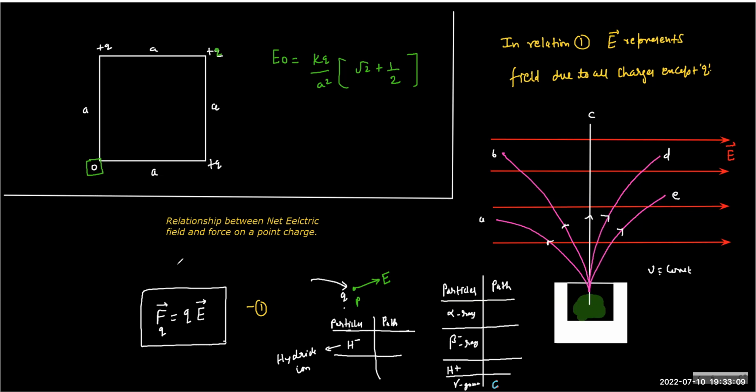So what about the alpha particle? D. Alpha will be B. You're saying B or D? A, B, C, D. D. I think that's the correct answer. Anyway, we'll see that. So alpha is D. I think D is the correct answer.